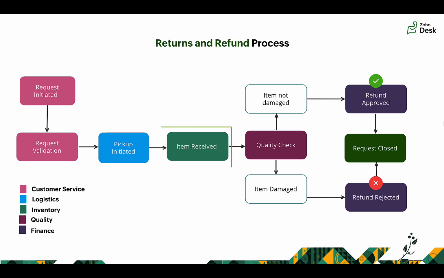Here, the inventory team logs the receipt of the returned item, marking it as ready for inspection. Then the returned item undergoes a quality check to determine its condition. If the item is not damaged, it passes inspection and moves to the next step. If the item is damaged, it fails inspection, leading to a different outcome.